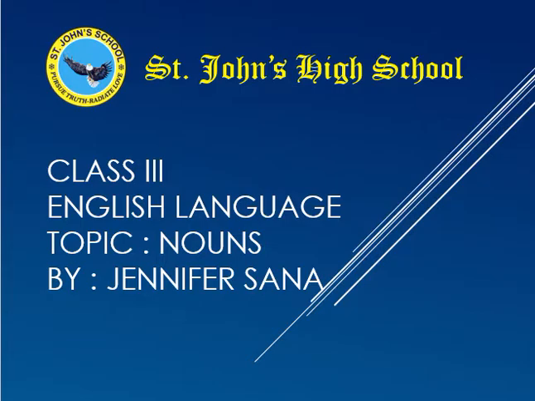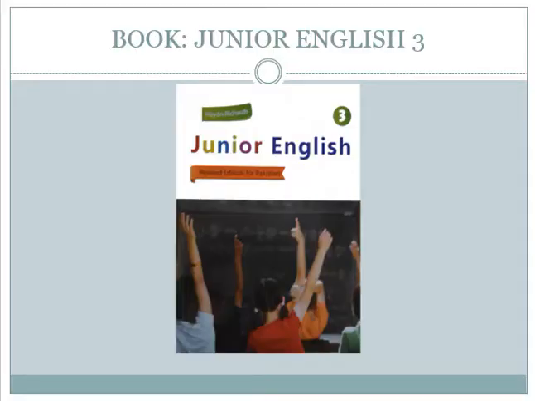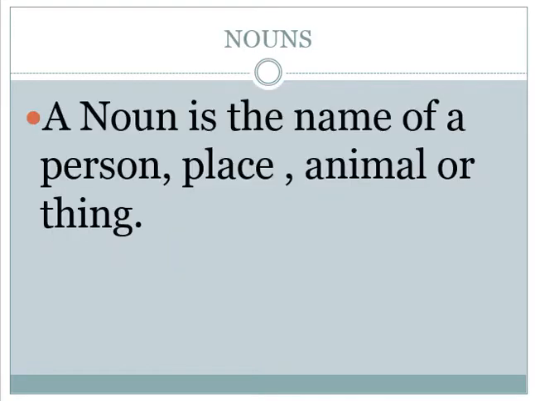Dear students, this is a junior English book from which we are going to learn about nouns, or in other words we call them naming words. Everything in the world has a name. Students, now I am going to tell you the definition of noun. A noun is the name of a person, place, animal, or thing.